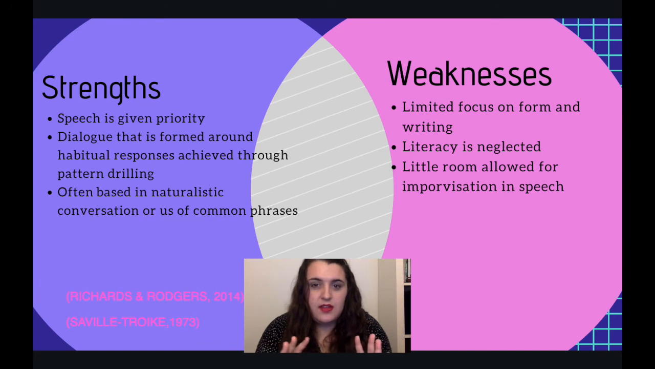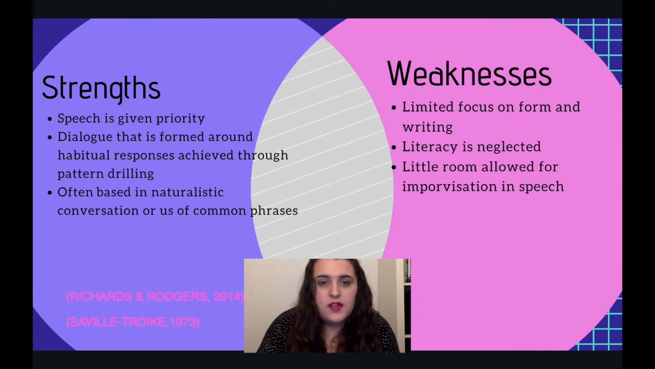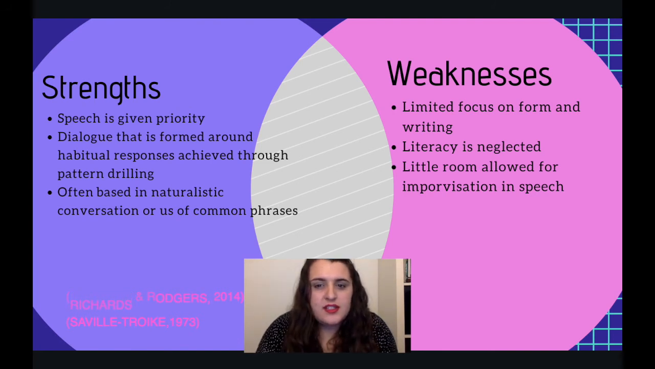So now let's compare this with the strengths. Obviously, speech is given number 1 priority, that's just a given. However, the dialogue that they do teach is presented in a pattern form, allowing habits to be formed a lot easier, and it's often based in naturalistic conversations or common phrases that learners would be expected to learn and know.